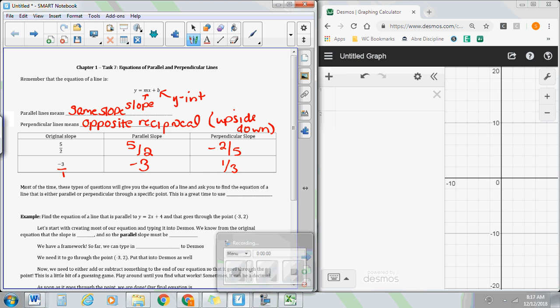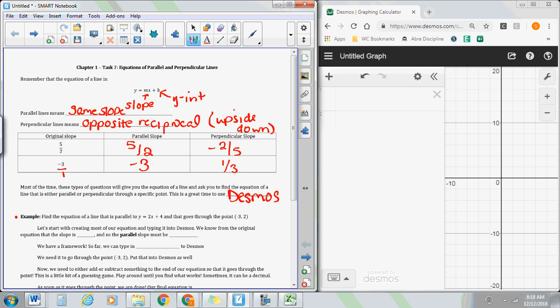Now, most of the time, these types of questions will give you the equation of a line and ask you to find the equation of a line that is parallel or perpendicular through a specific point. This is a great time to use Desmos. And you'll notice I even have it pulled up on the right-hand side because we're going to use the heck out of it.